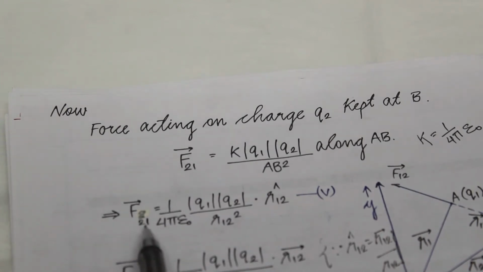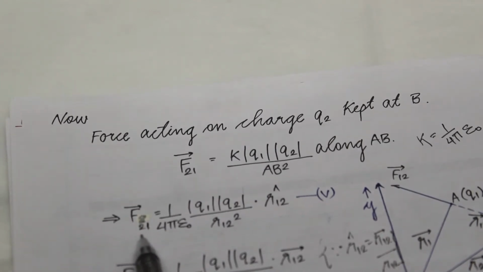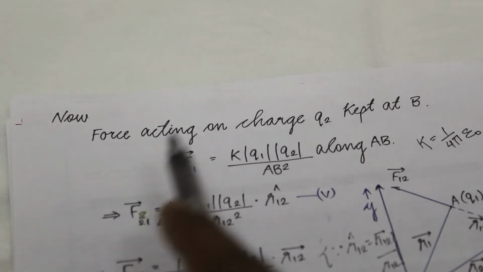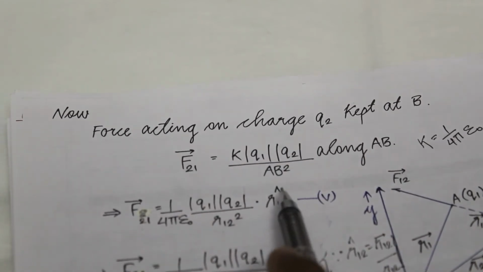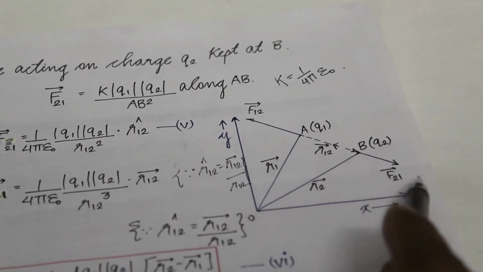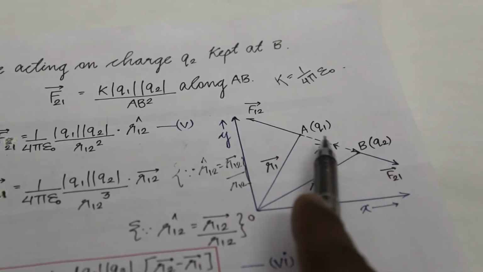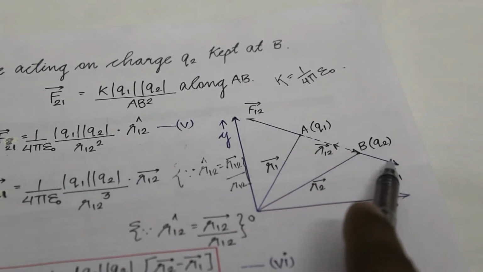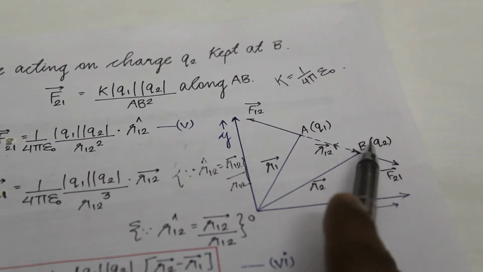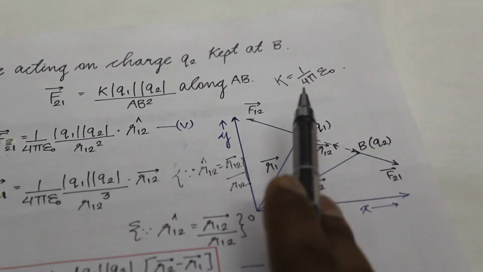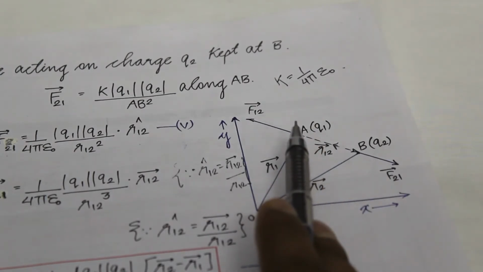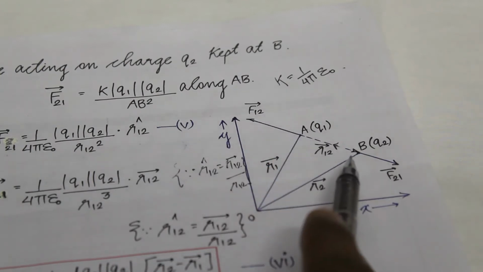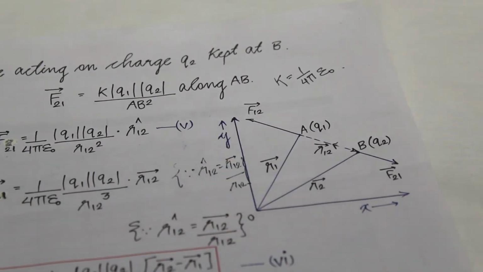If it is positive, it means the direction of F21 vector and the direction of R12 cap are the same. It means the direction which I have assumed is correct. It means if both the charges are of the same sign or same polarity, then they will repel each other.